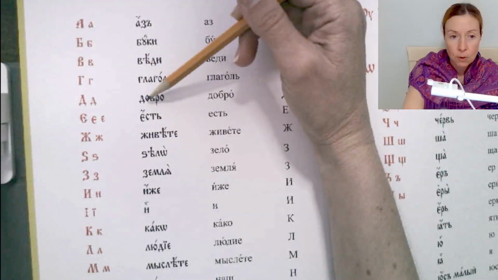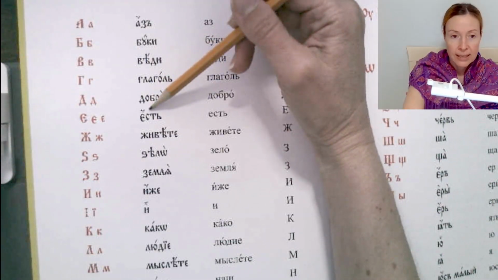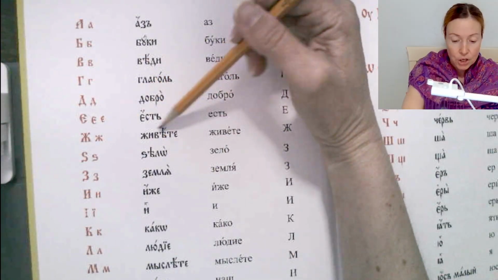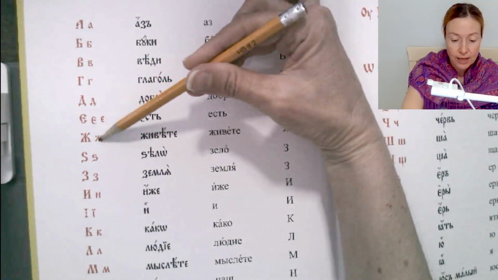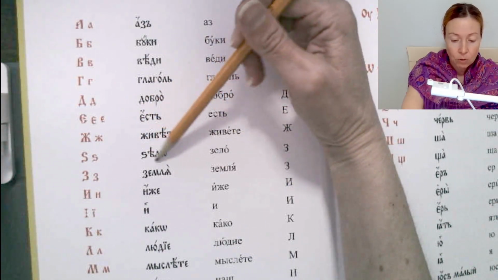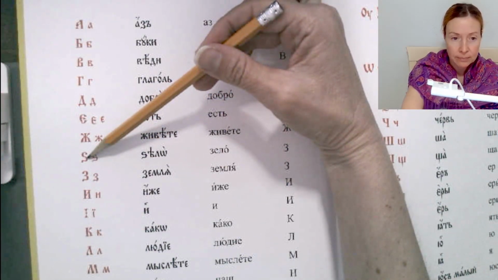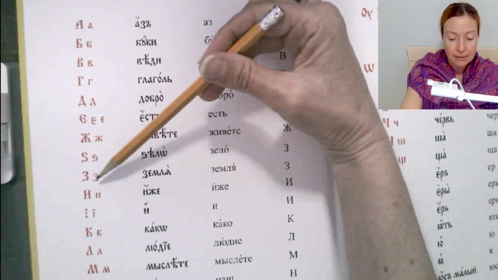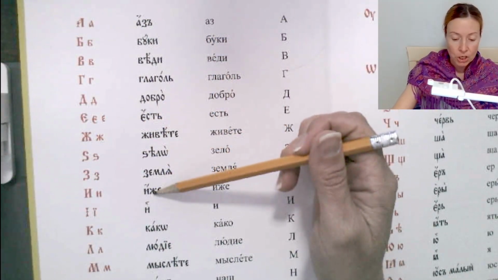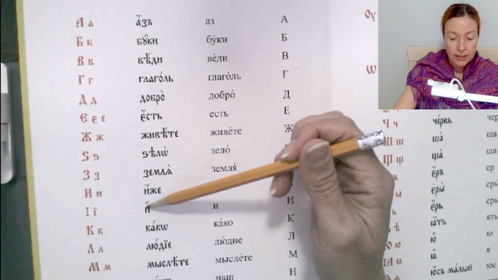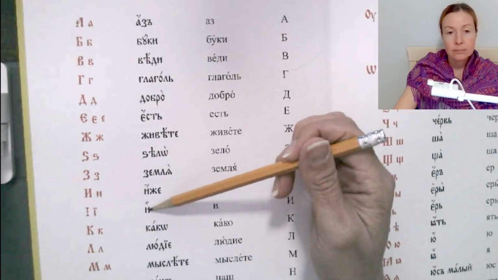Добро, Д. Есть, Е. Живете, Ж. Зело, З. Земля, З. Иже, И.